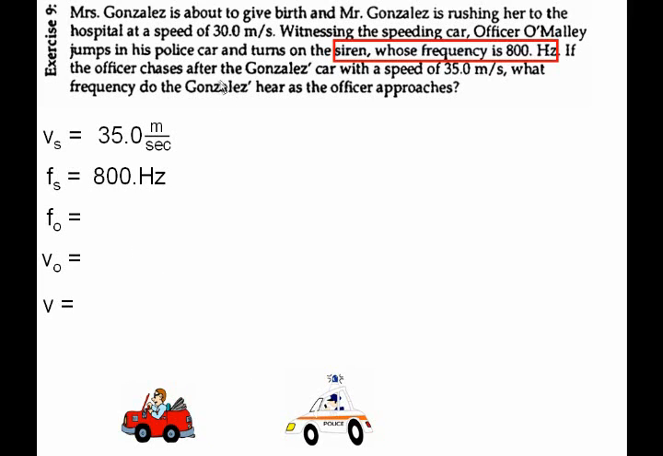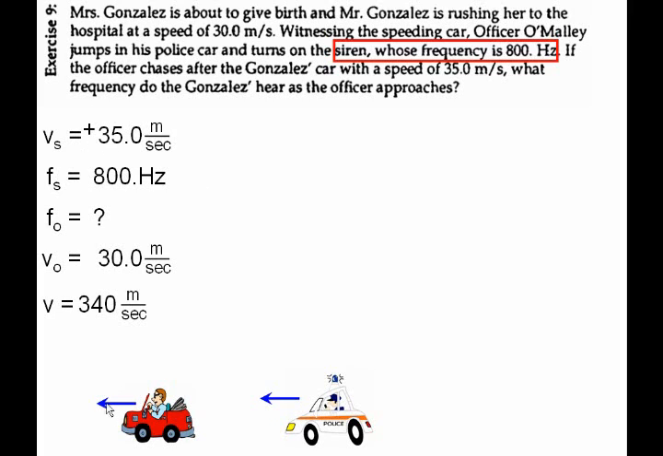All right, so that makes Mr. Gonzalez the observer. So he was going at 30 meters per second. We want to know what frequency does he hear. And again, we're going to use 340 meters per second for the speed of sound if they don't tell you. Let's look at our velocity arrows here. The police car is going towards Mr. Gonzalez, so the police car is going to have a positive speed because he's going towards him.